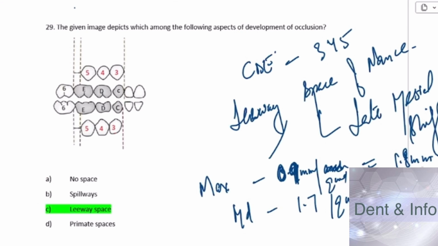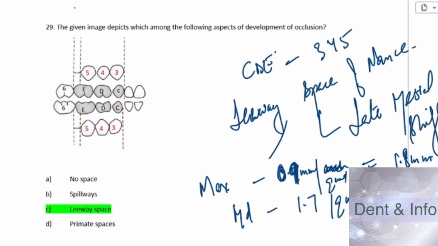Whereas in the mandible it is 3.4 mm per arch, which is almost double what we see in the maxilla. So this leeway space is being utilized in the late mesial shift.